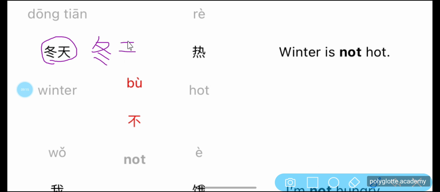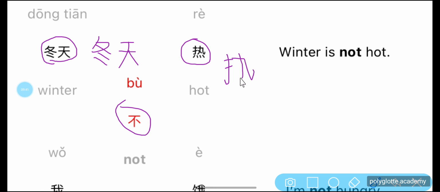冬天 here means winter. 不热, 冬天不热. So winter is not hot. So it's not hot in winter. You can still say that it's not hot in winter. 冬天不热, 热 is a character to mean hot. So we can demonstrate on how to write the character 热. So this is how you can write 热. 冬天不热, winter is not hot.